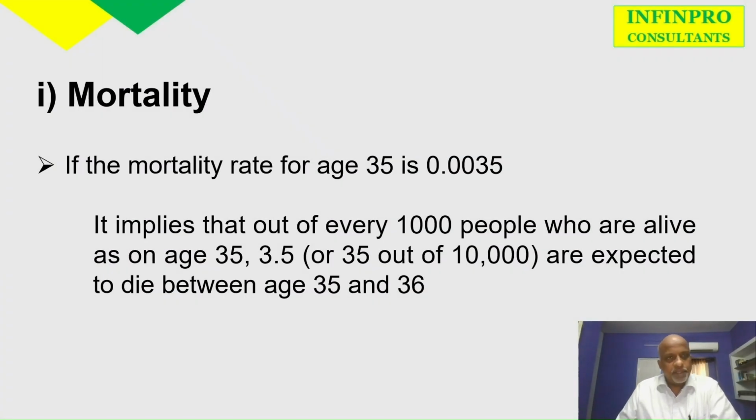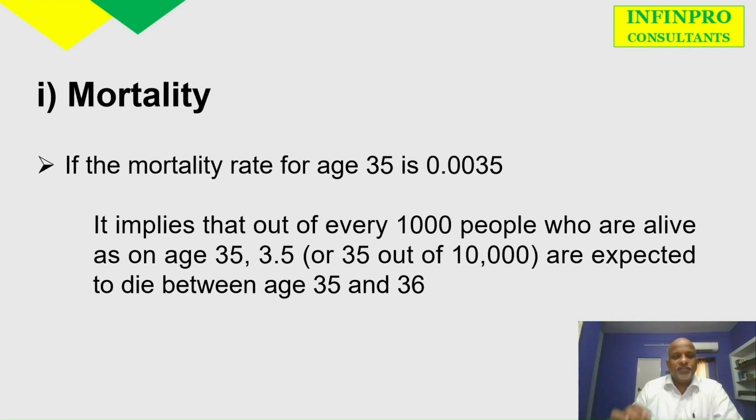Okay, let me explain mortality with an example. For instance, if the mortality table says that out of the 1,000 people who are alive at the age of 35, 3.5 people will die, that means the mortality rate would have been in the table as 0.0035. And the assumption is this rate of death will happen between 35 to 36.